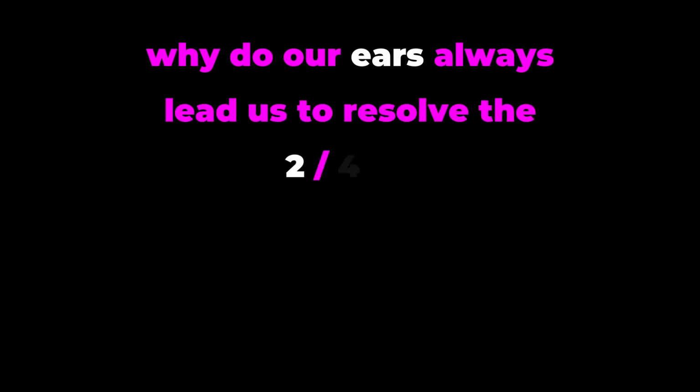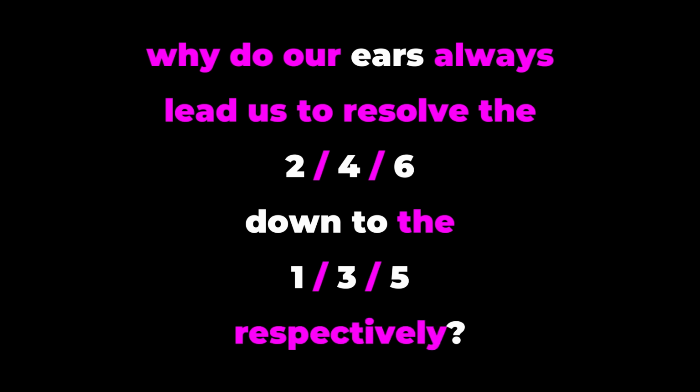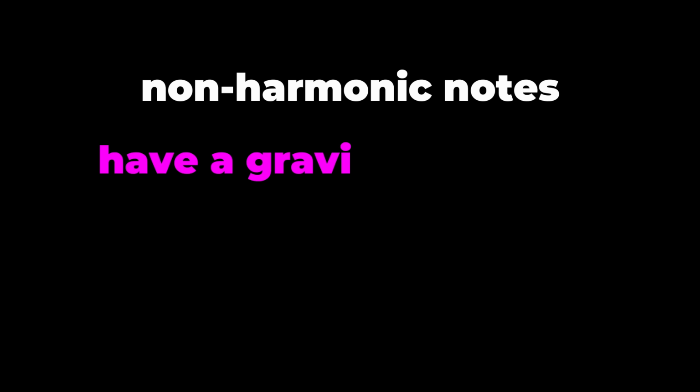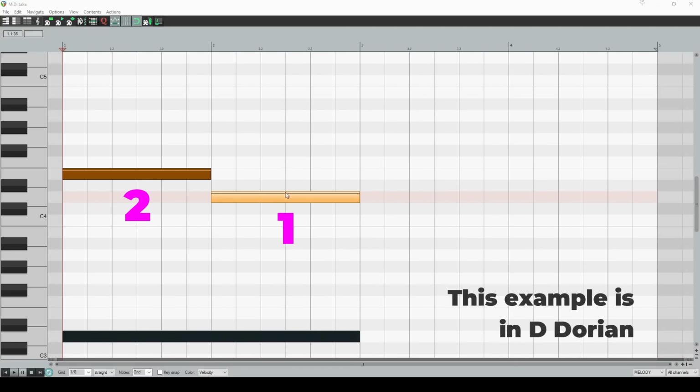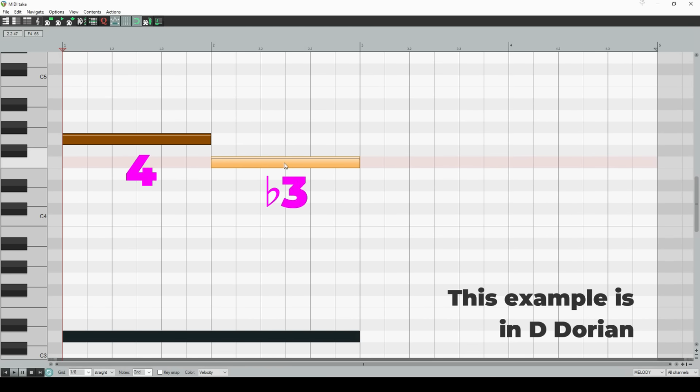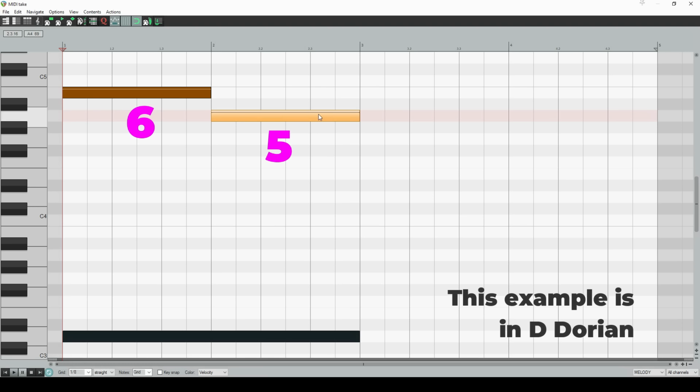And if you're wondering why our ears always lead us to resolve the 2, 4, and 6 down to the 1, 3, and 5 respectively, it's because non-harmonic notes have a gravitational pull to the nearest and strongest harmonic note. And the strongest harmonic note is obviously the root, which is why the 2 wants to resolve down to the 1. The next strongest harmonic note is the 3, as it's the note responsible for creating the major or minor quality of a chord, and that's why the 4 wants to resolve down to the 3. And finally, the 6 wants to resolve down to the 5, as there's no harmonic note directly above it, so there's no other option, or so it seems to our ears.